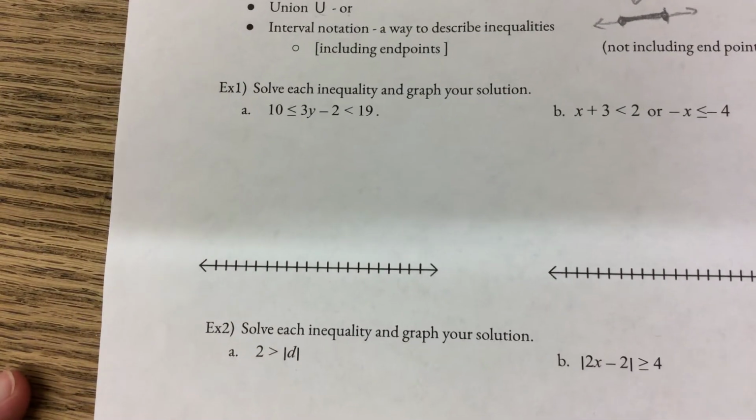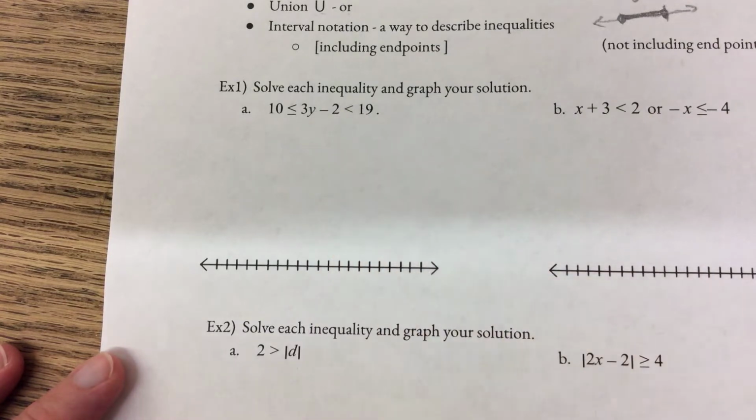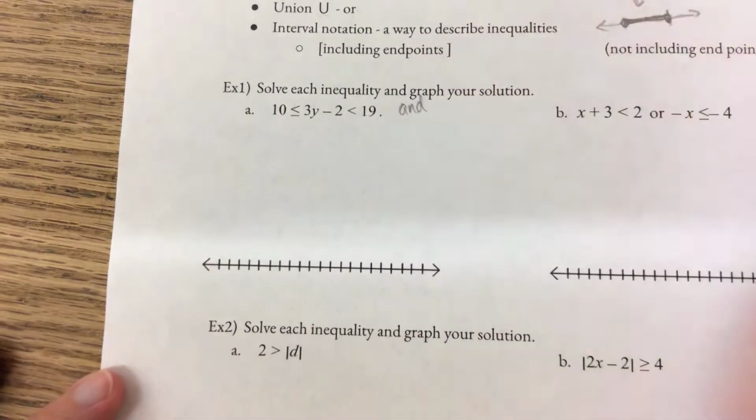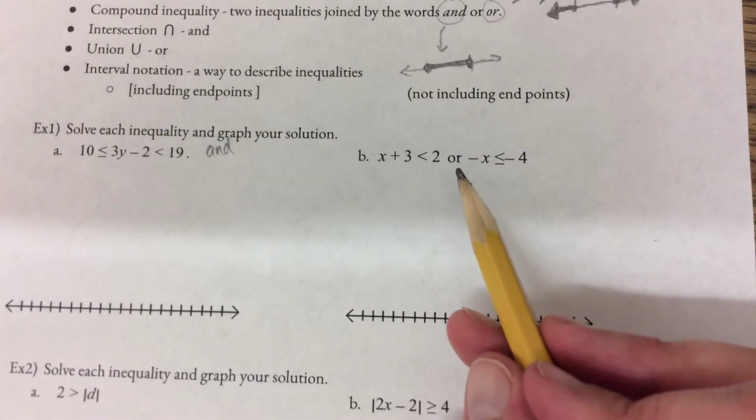So our first example, we're going to solve and graph. When you see this, and you have your variable in the middle like that, this is going to be an "and" statement. When it's an "or" statement, like you see here, it has the word "or" in it.